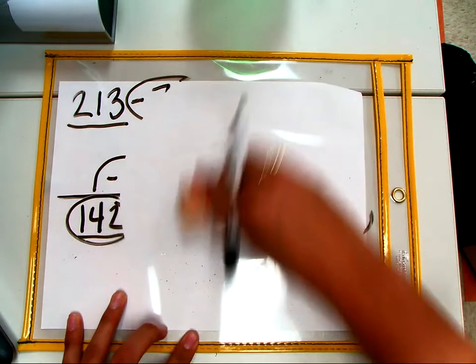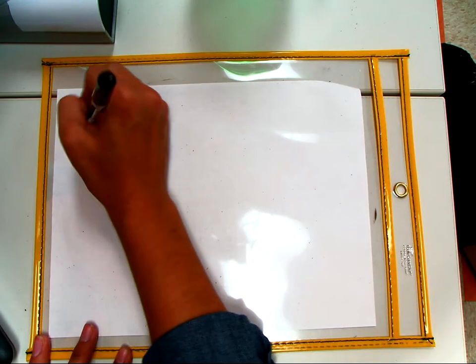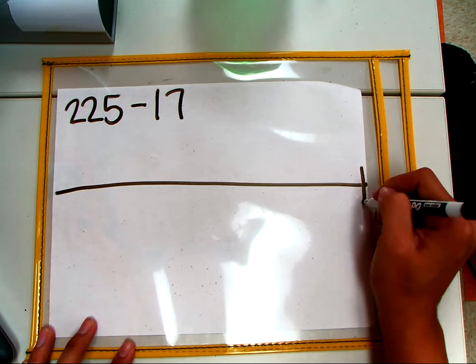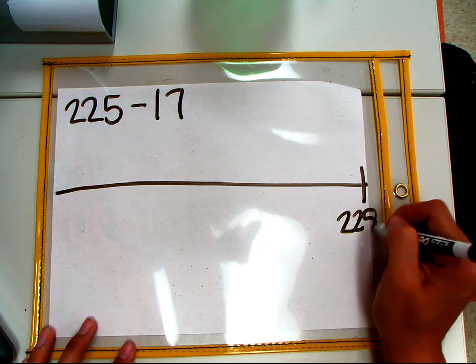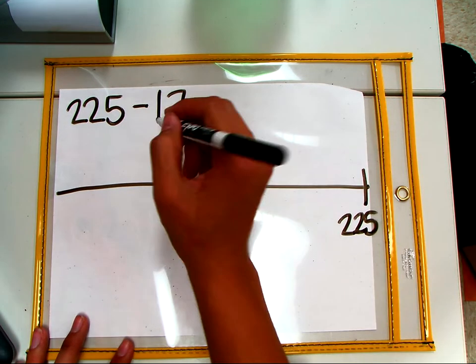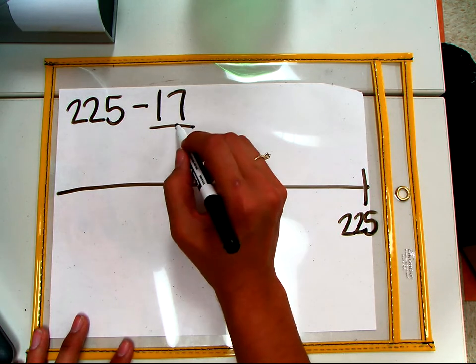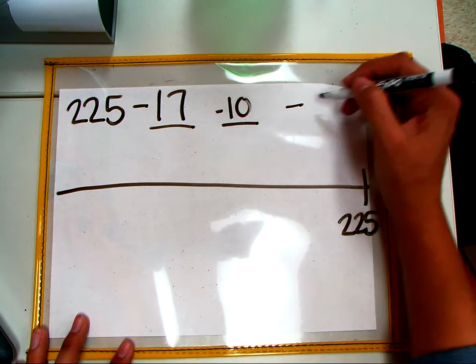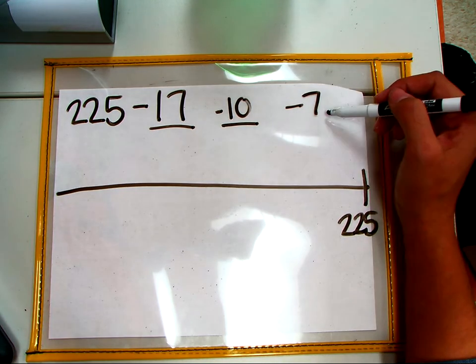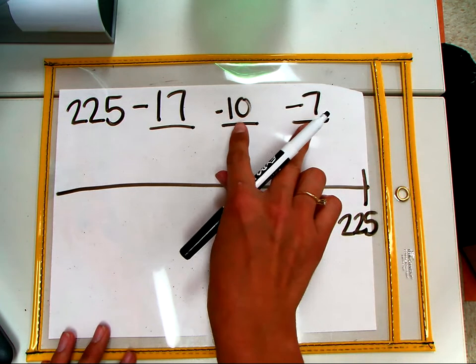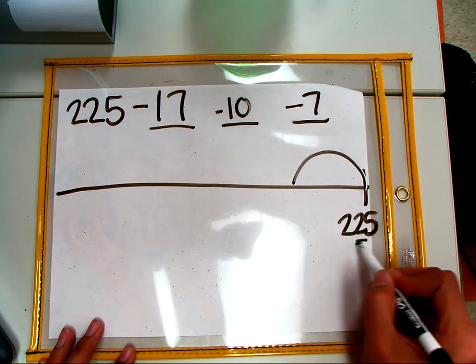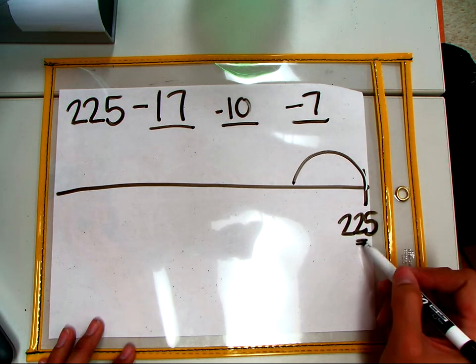We're going to try the other problem from the regrouping video. That problem was 225 minus 17. When I draw my number line, I start at 225 on the right since I'm subtracting. Same thing here. I'm going to break 17 up into tens and ones, so I need to do one jump of minus 10, and my other jump, I need to make sure that I subtract 7. When I add those two together, I get 17. When I go to subtract in this situation, I can subtract my tens. There are 2 tens here, or 20.